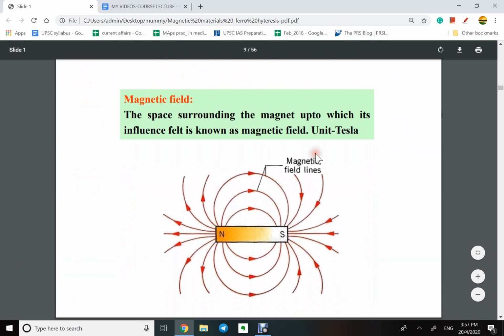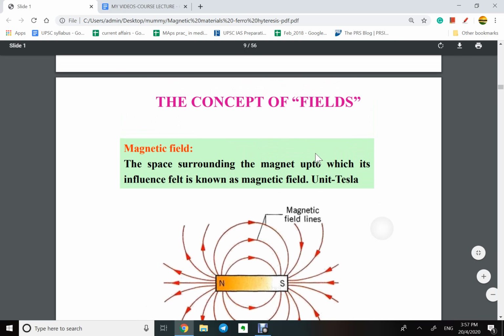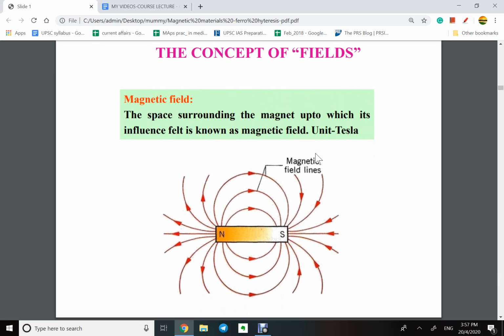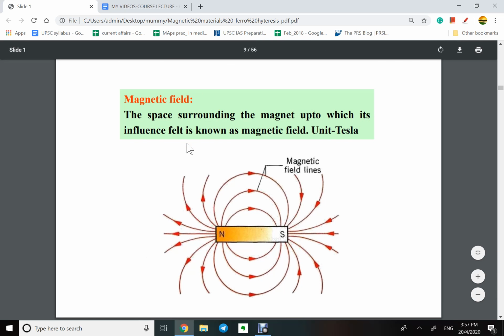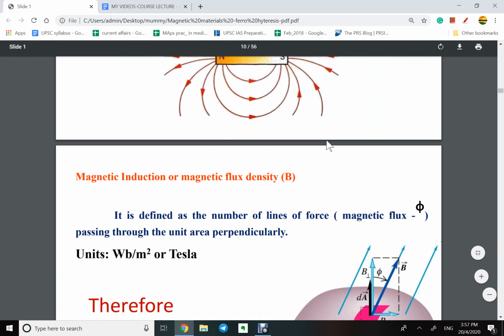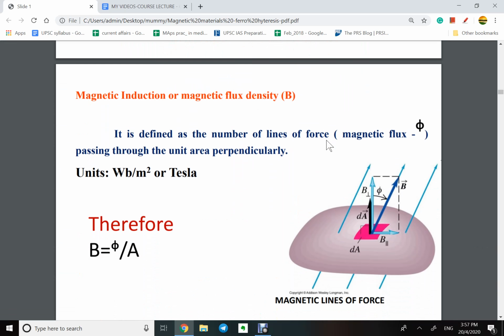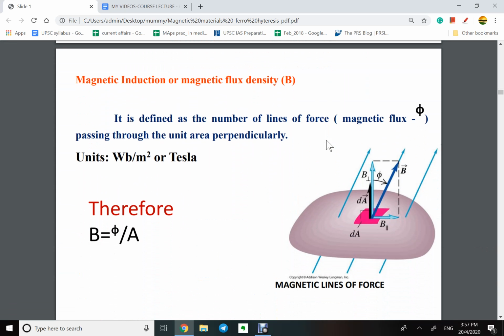So what is magnetic field? Magnetic field, it is the space surrounding the magnet up to which its influence is felt. Its unit is Tesla. That is also known as magnetic field intensity, which we will see later.